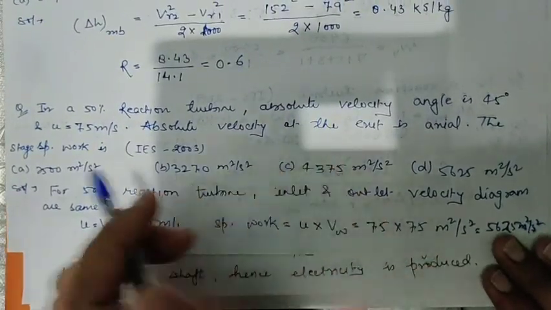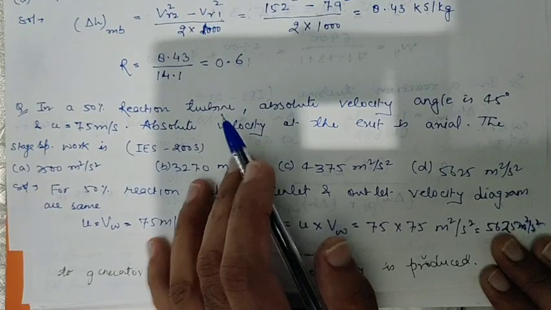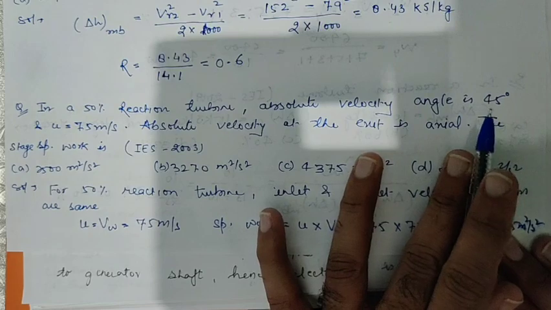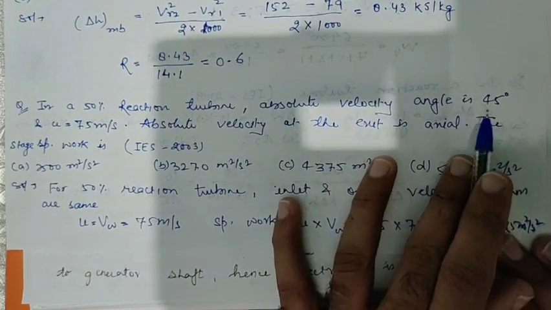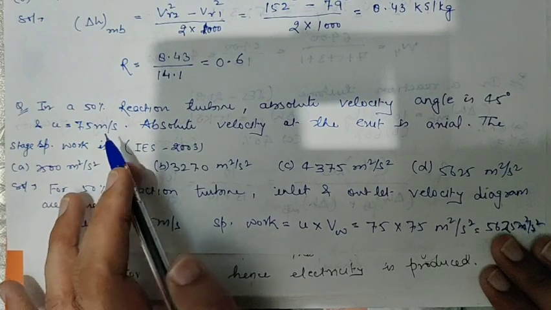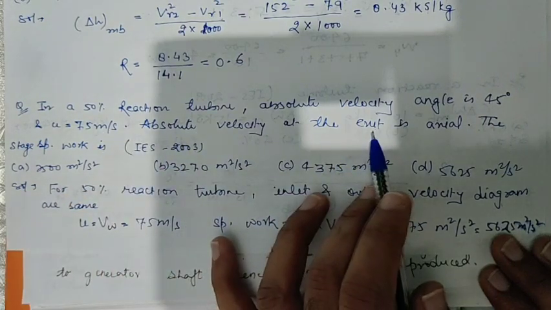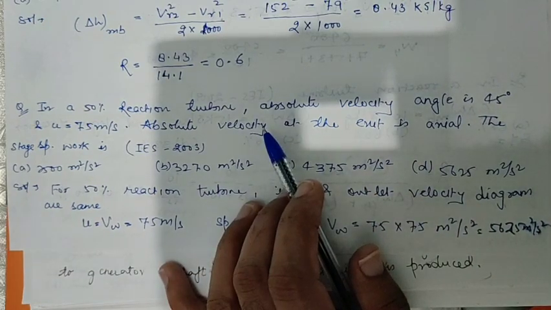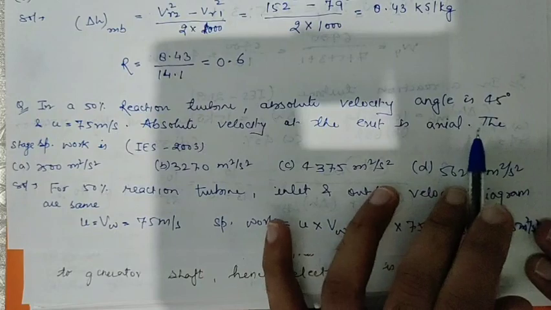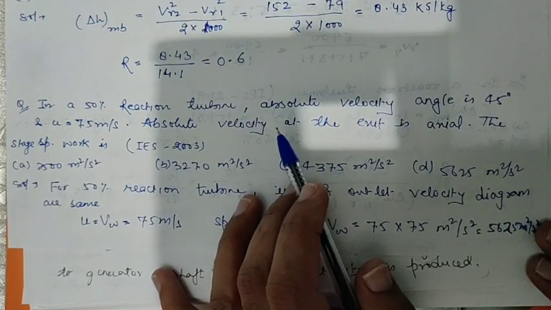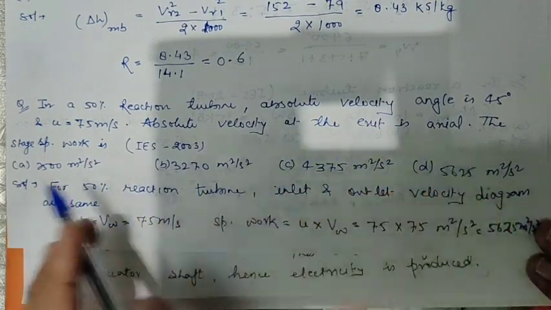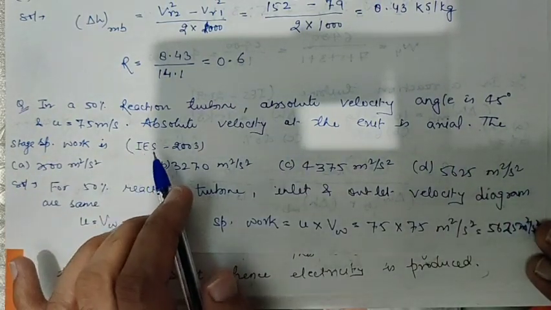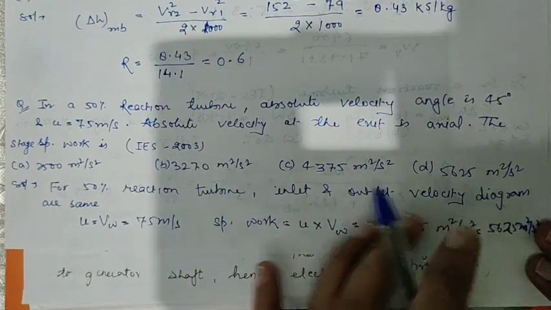And next question is, in a 50% reaction turbine, it means it is a Parsons turbine, absolute velocity angle is 45 degree, U is given as 75 meter per second, absolute velocity at the exit is axial. It means V1 is equals to VF1, V2 equals to VF2. You have to calculate the stage specific work, and this question is related to IES 2003, and these are the options which is given to you.